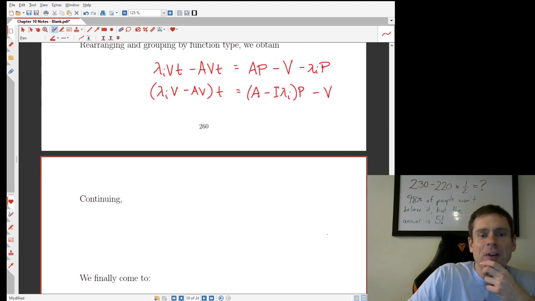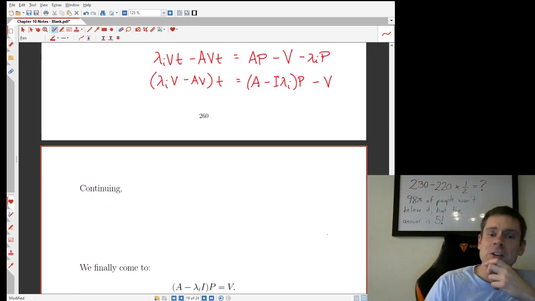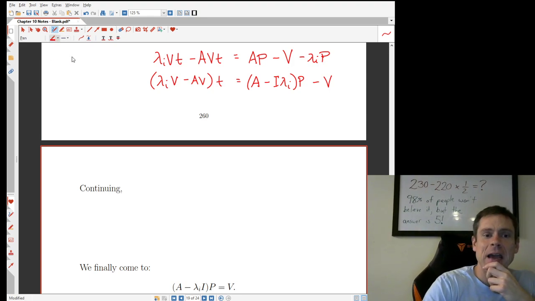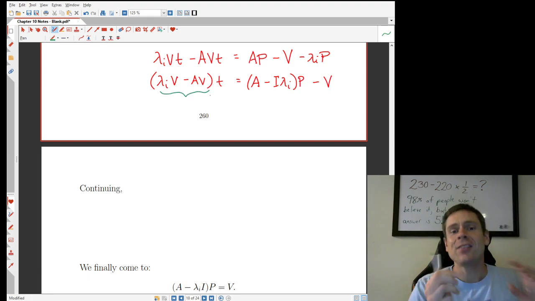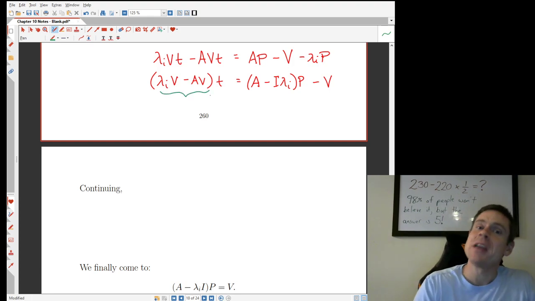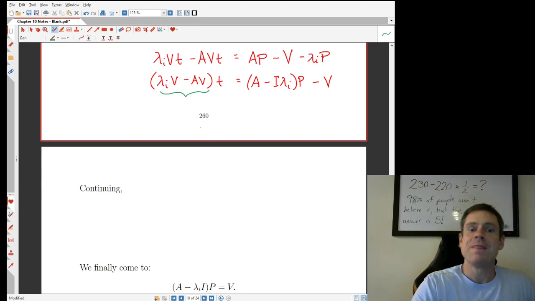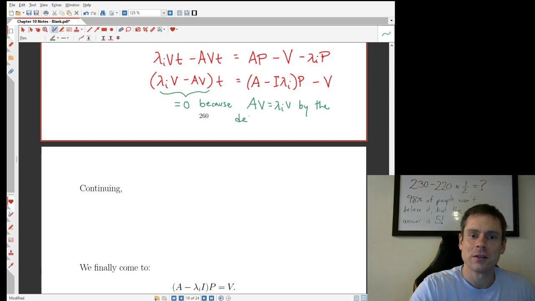Okay, there's some funky stuff I can do. First of all, you might stare at this for a little bit and then notice something quite interesting. Because v is an eigenvector and lambda is an eigenvalue, that means that this term right here, the one I put the green brace under, is going to equal 0. And that's because Av equals lambda I v by the definition of an eigenvector.